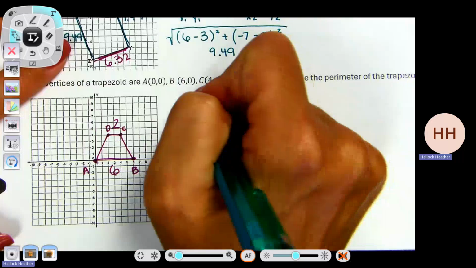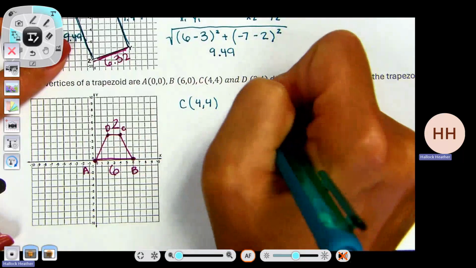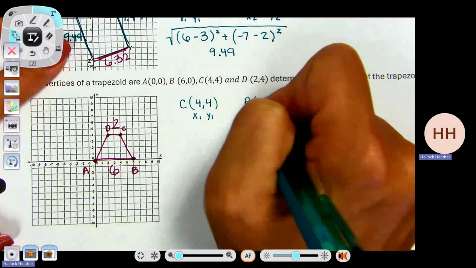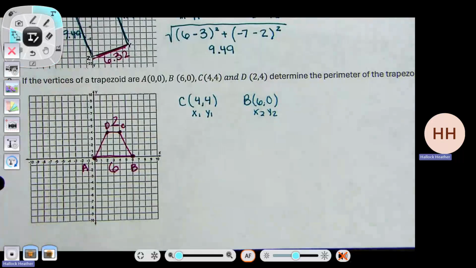So C is at 4, 4. B is at 6, 0. So this is X1, Y1. This is X2, Y2. Take a second, try to set up your equation. Try typing it into the computer. Get your decimal. Sometimes they can be whole numbers too, so don't freak out if you get a whole number. What's that?